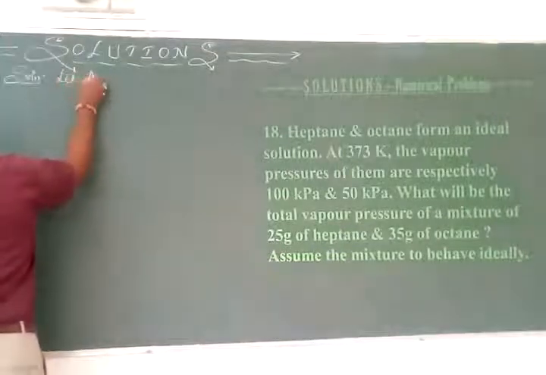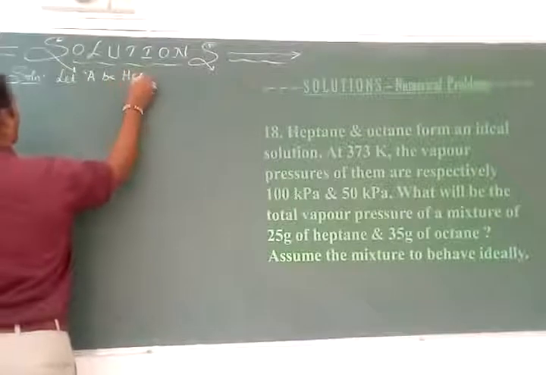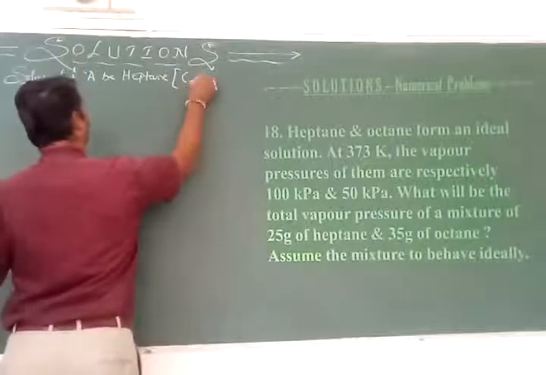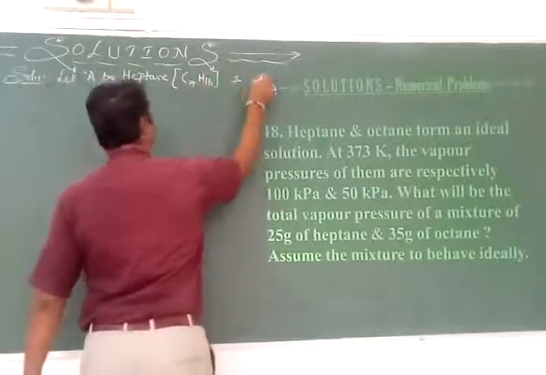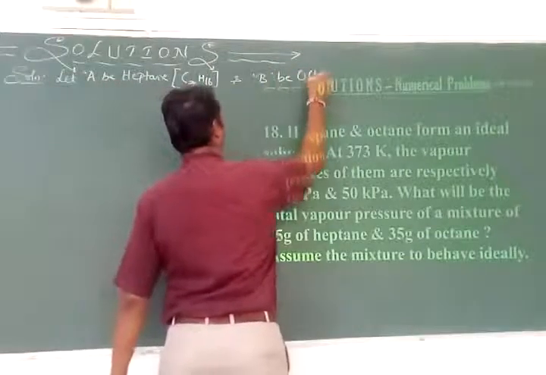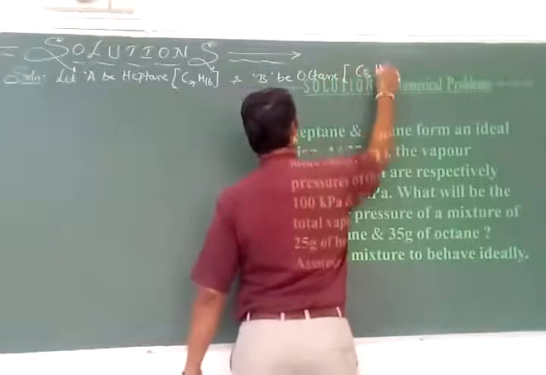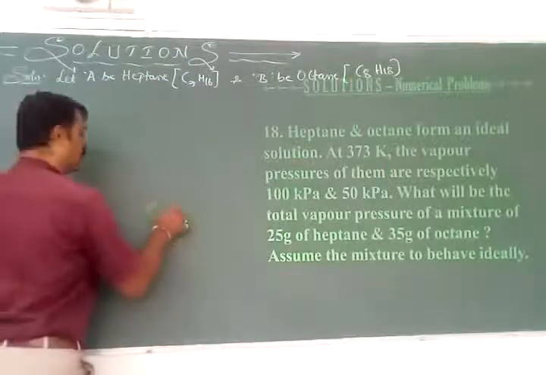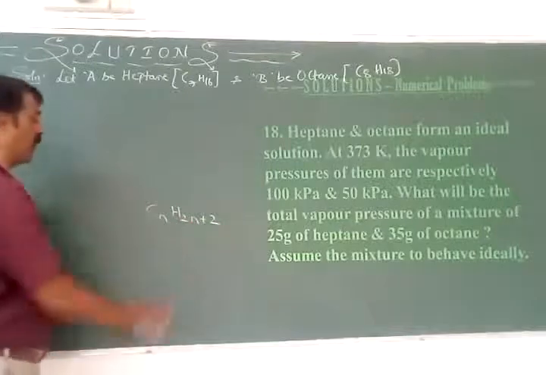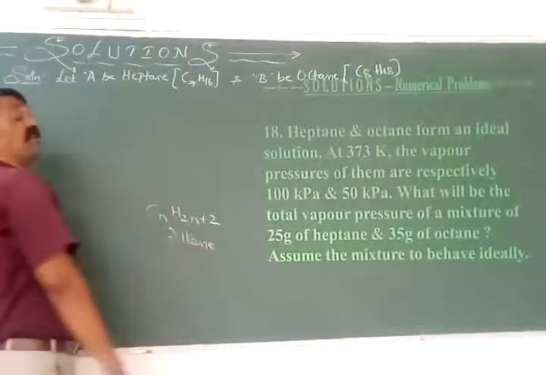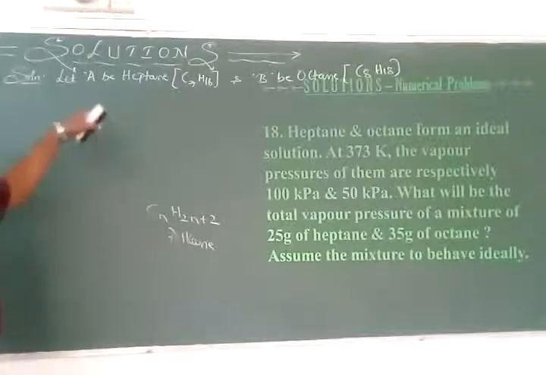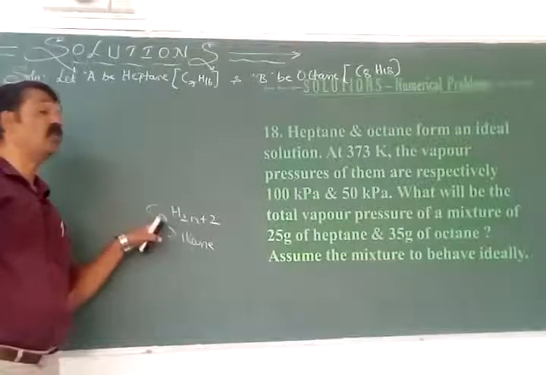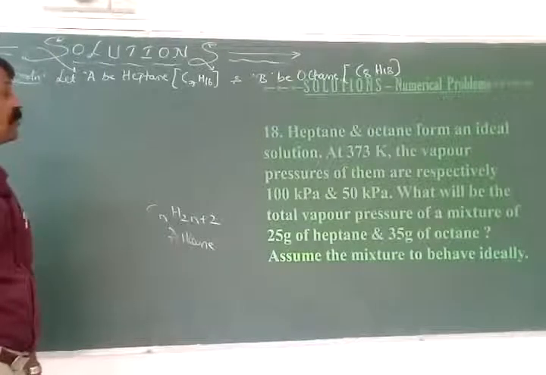Let A be heptane having formula C7H16 and B octane having formula C8H18, because we know that the general formula for alkanes is CnH2n+2. Hept means 7 carbon atoms, therefore it is C7H(14+2), that is 16. C7H16 is the heptane formula. If I put n equal to 8, it becomes octane: 8 twos are 16, 16 plus 2 is 18.